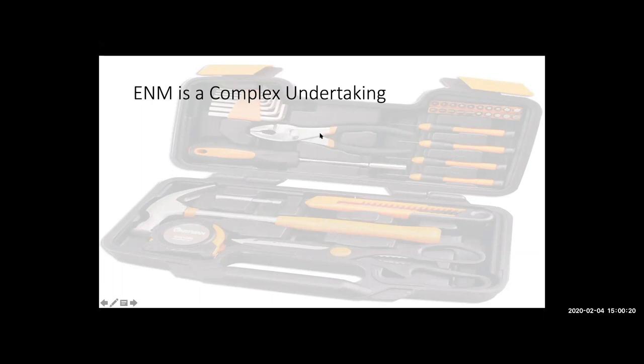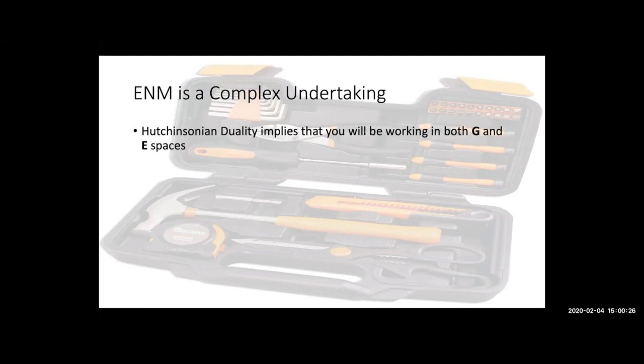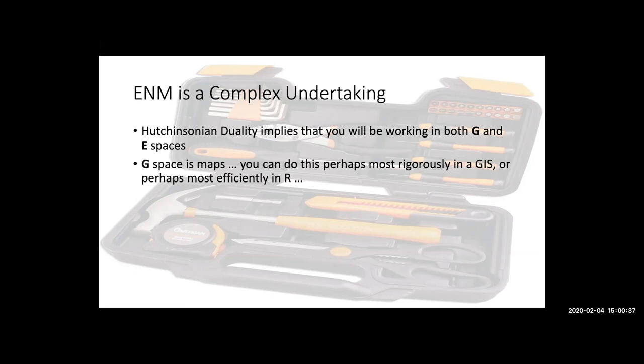I think we'd all agree that niche modeling is a pretty complex undertaking. You'll remember the idea of the Hutchinsonian duality. That duality implies that you're going to have to work in both geographic space and environmental space. The geographic space is maps. So you can do this step probably most rigorously in a GIS program, but probably most efficiently in R. And we'll talk about that more in a moment. But you certainly need a way of looking at and manipulating and exploring maps.